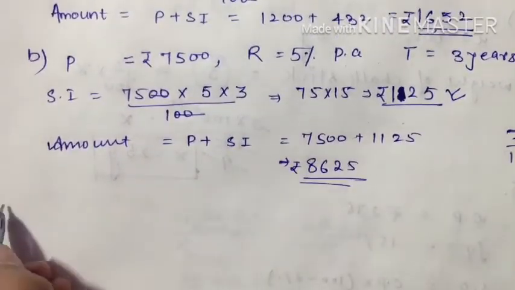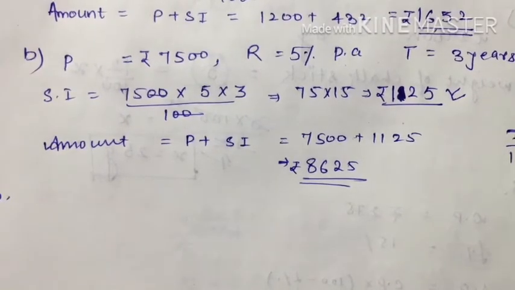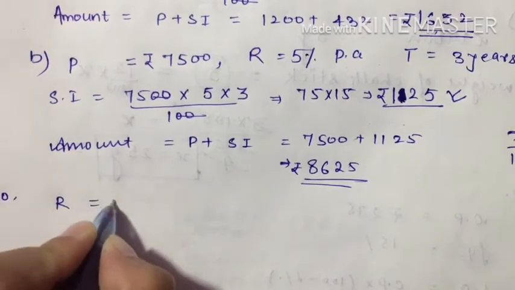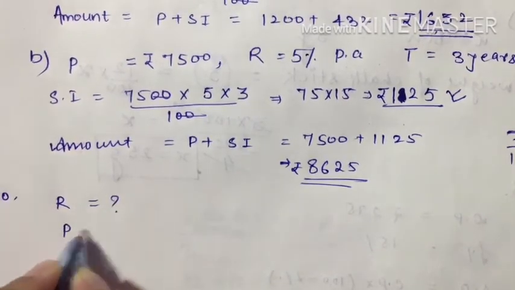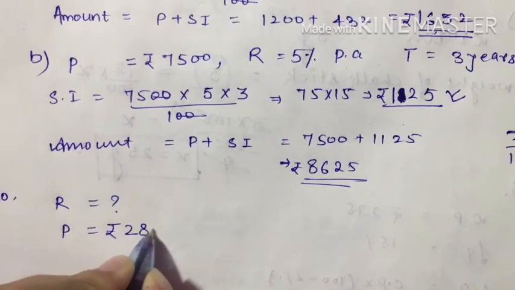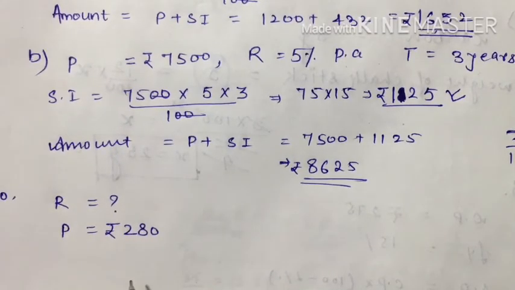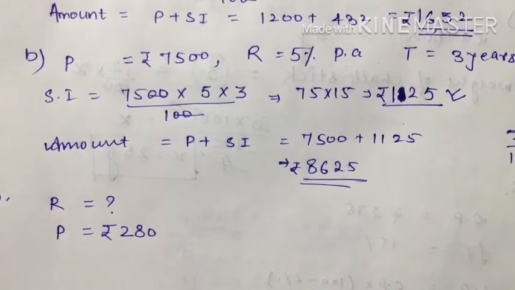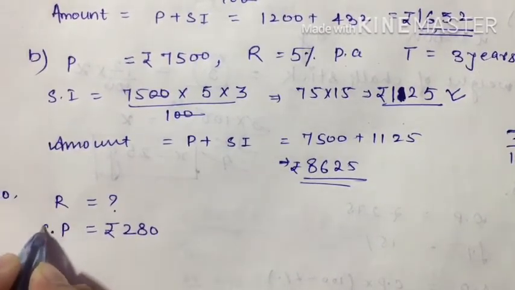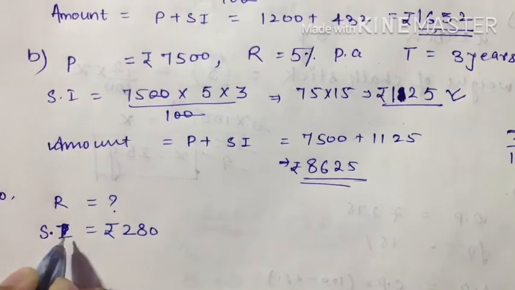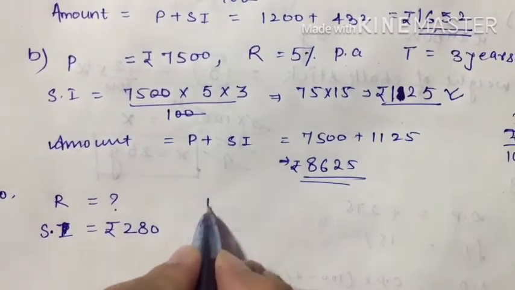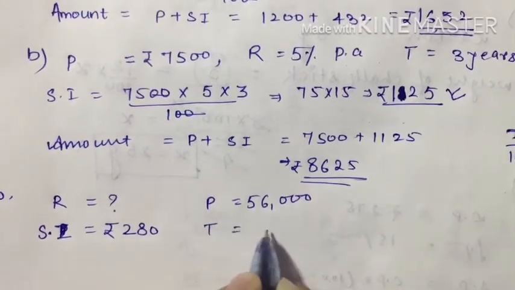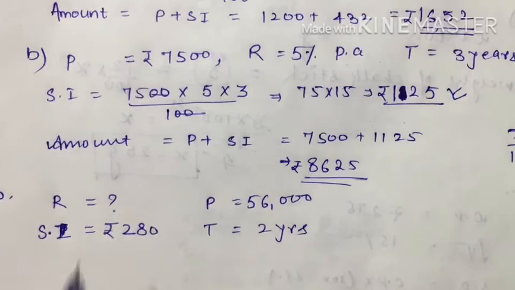Okay, let us see our question number 10. Question number 10 says, at what rate does it give interest? Rate we have to find out in this question. SI is given 280 and principal is given 56,000. Time is given 2 years. That means rate we have to find out.